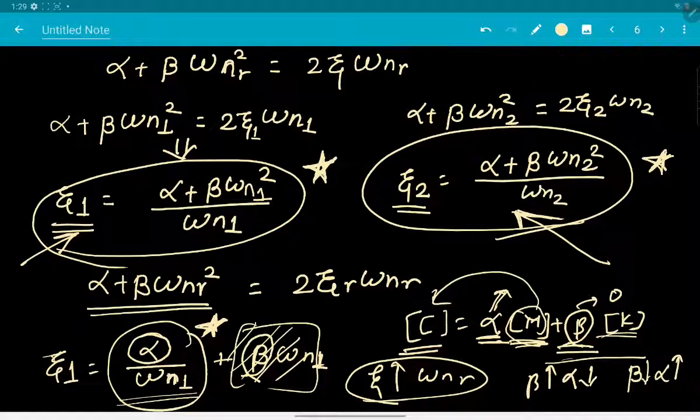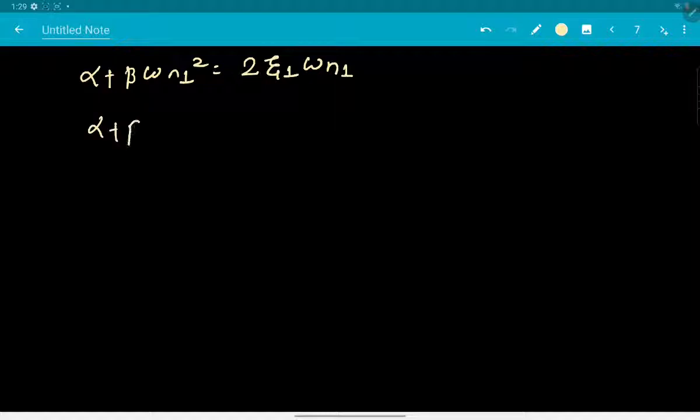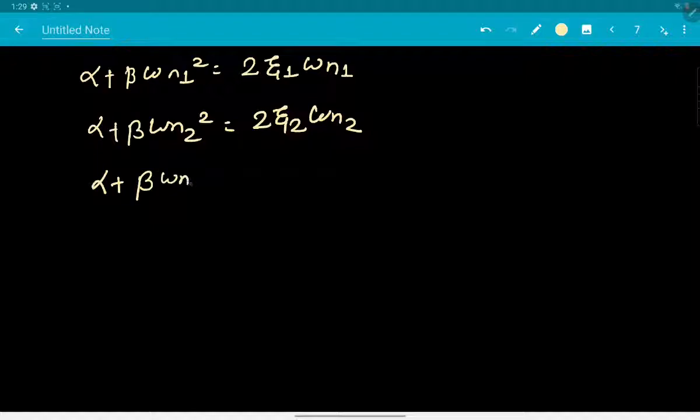So let's consider a case when you have a 3 degree of freedom system. In that case, you will obtain 3 equations, right? Essentially it will be like this: alpha plus beta times omega n1 square will be equal to 2 xi1 omega n1. Then alpha plus beta omega n2 square will be equal to 2 xi2 omega n2, and the third one will be alpha plus beta times omega n3 square, equal to 2 xi3 omega n3.